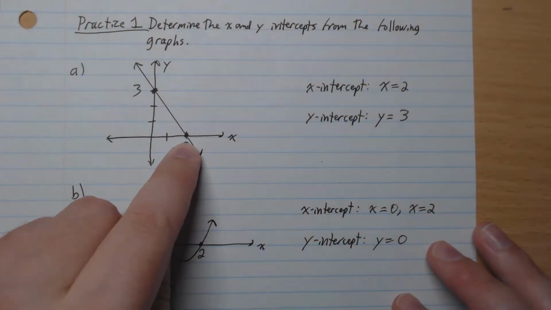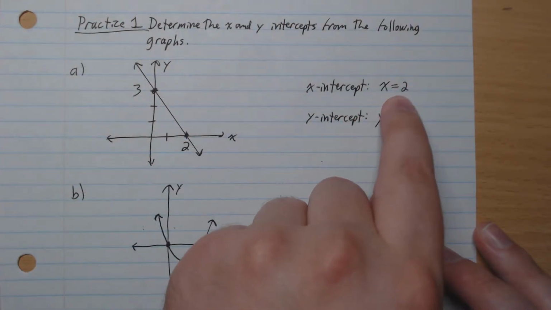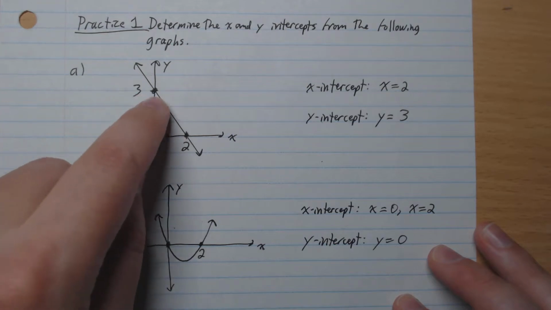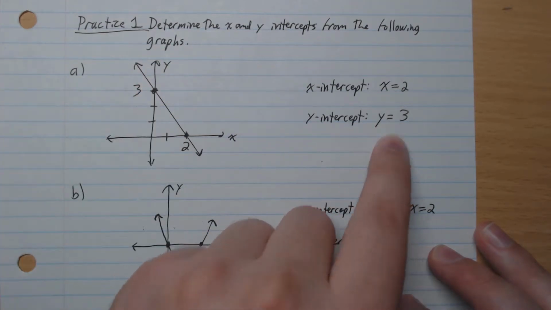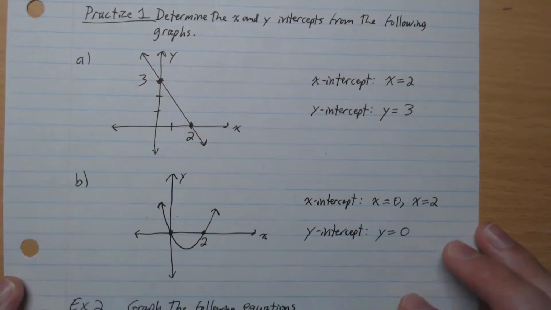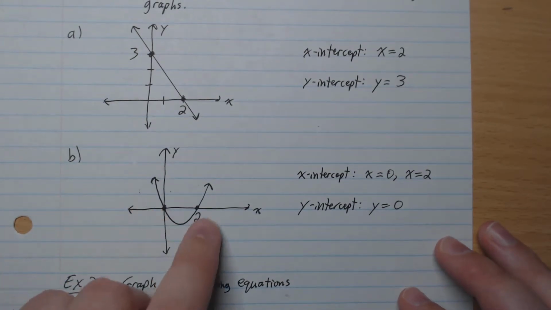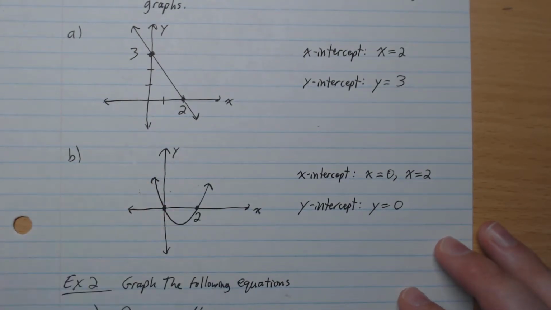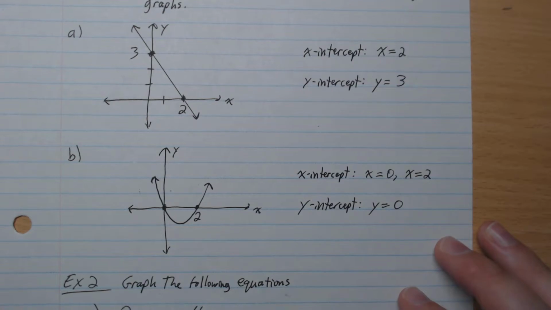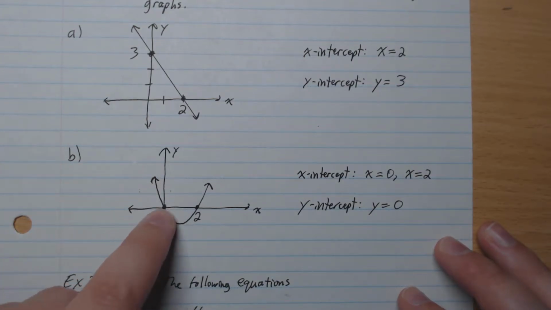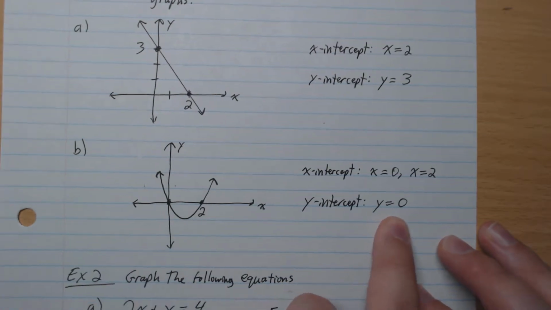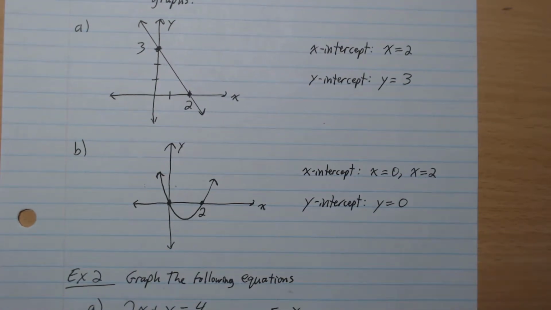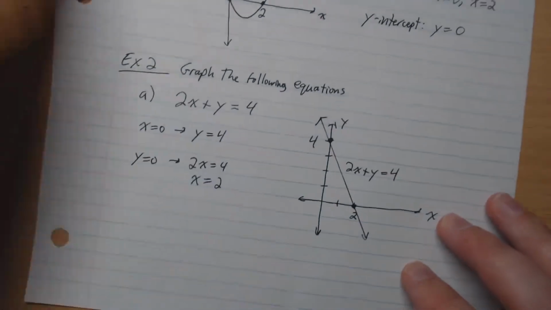Okay, so it's crossing at the 2 for our x-intercept, so x equals 2. Crossing at the 3 for the y, so the y-intercept is 3, like that. B. The x-intercept crosses at 0 and 2, so the x-intercepts are 0 and 2. The y-intercept is where it crosses on the y, and it crosses at 0, so the y-intercept is y equals 0. Okay, so let's move on.